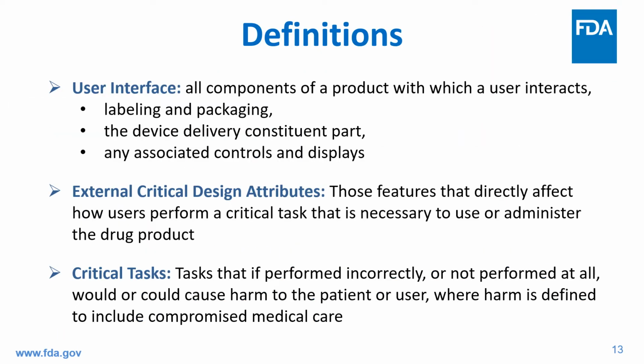So now let's look at some key definitions from the guidance. What is the user interface? Well, that includes all components of a product with which the user interacts. So the labeling and the packaging, the delivery device and its constituent parts, and any associated controls and displays. An external critical design attribute is a feature that directly affects how a user will perform a critical task necessary to use or administer the drug product. And critical tasks are those tasks that, if performed incorrectly or not performed at all, would or could cause harm to the patient or the user, where harm is defined to include compromised medical care.